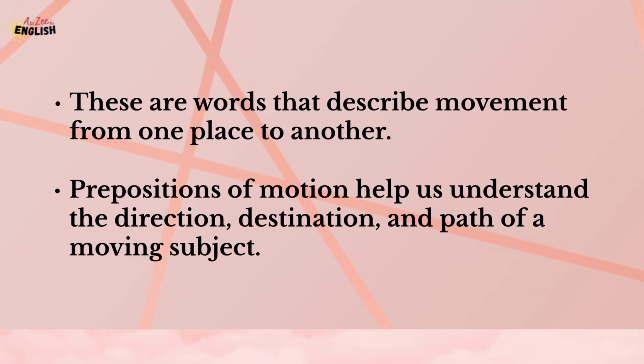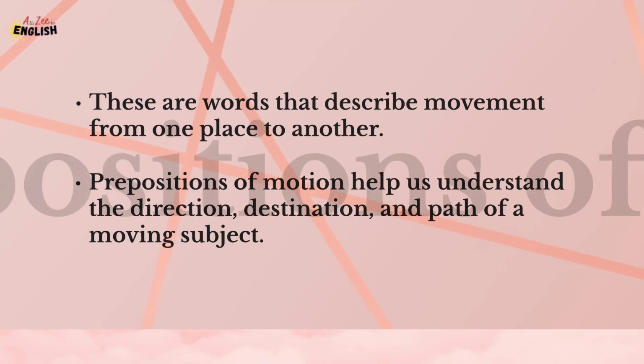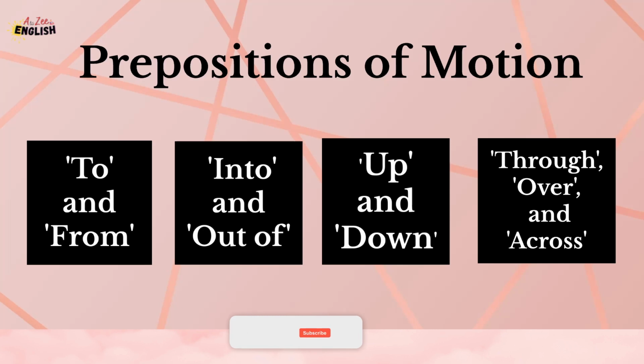First, let's define what prepositions of motion are. These are words that describe movement from one place to another. These prepositions help us understand the direction and path of movement. So common examples include to and from, into, out of, up, down, through, across, over. Let's look at these in more detail.